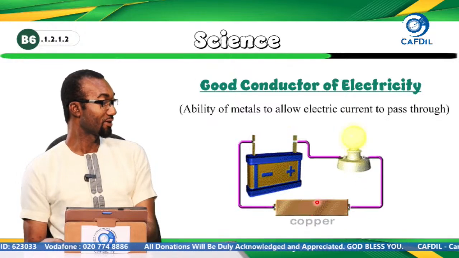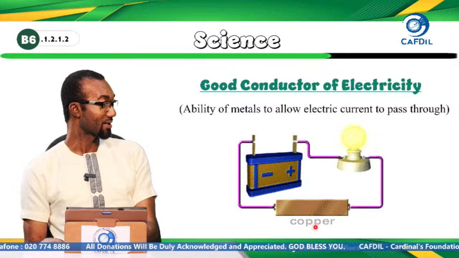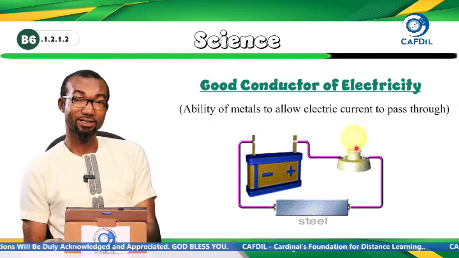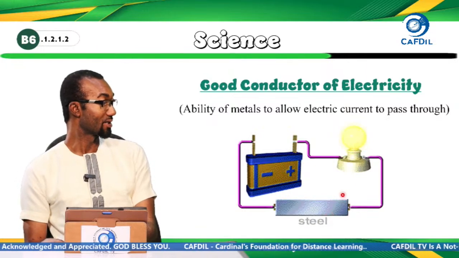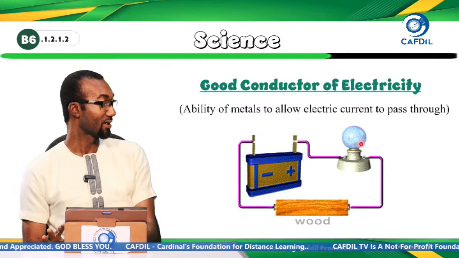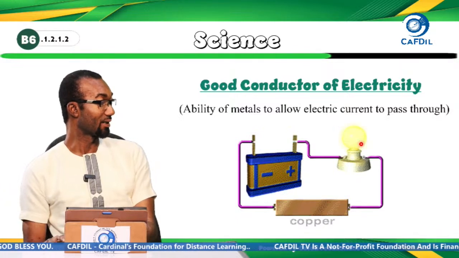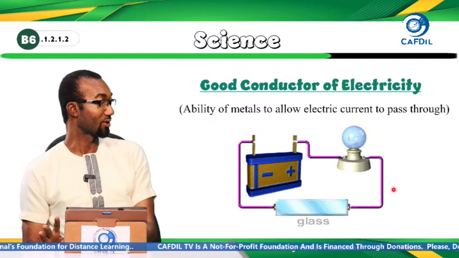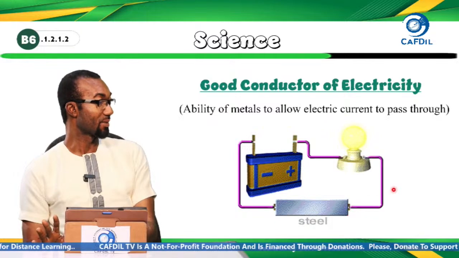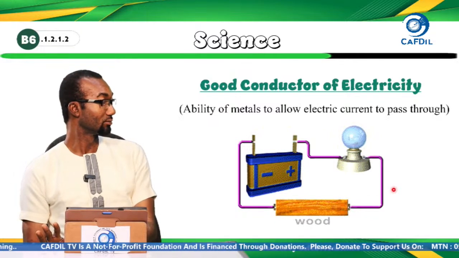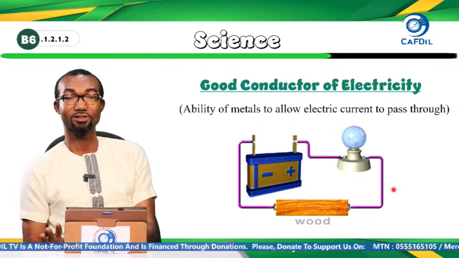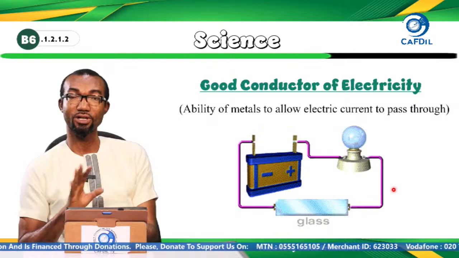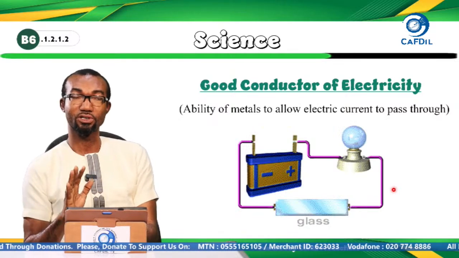So if copper is an example of metal, and you connect copper, you see that the light will light up. If it's a metal, the light will light up. If it's a non-metal material, then the light will go off. So copper is metal, the light is on. Glass is not, so the light is off. Steel is metal, so the light is on. Wood is not, so the light is off. So the ability of metals to allow electric current to pass through, that is what we call a good conductor of electricity.